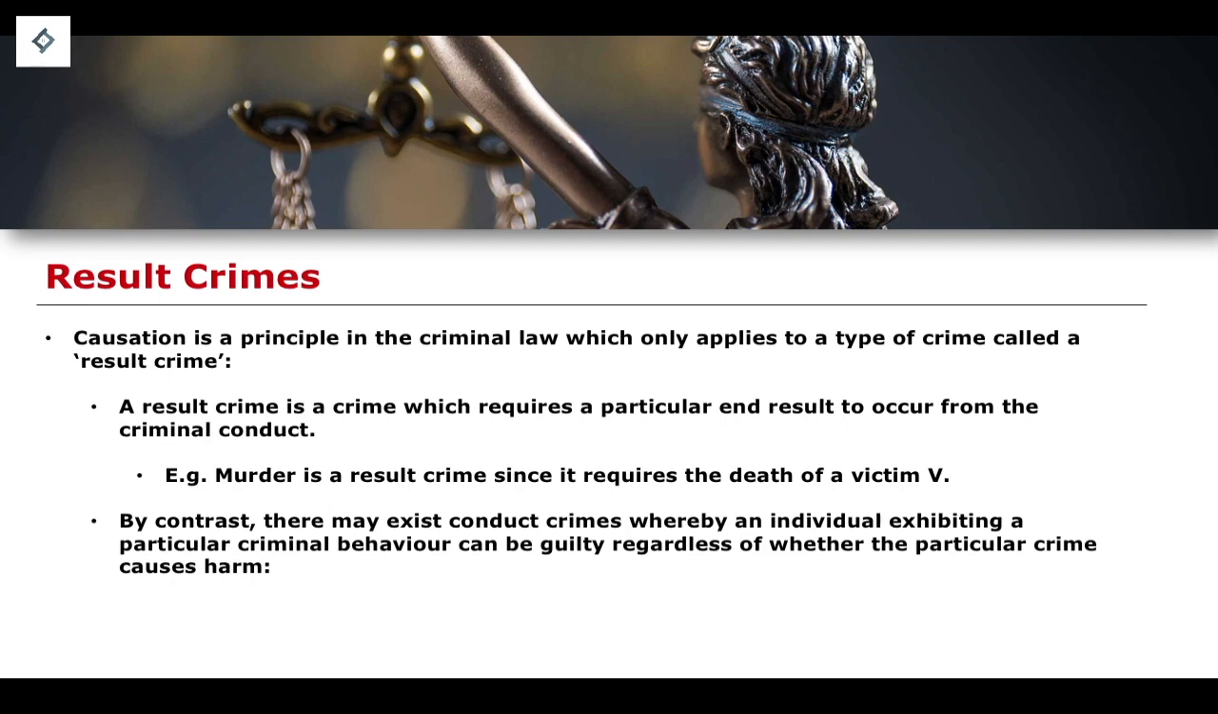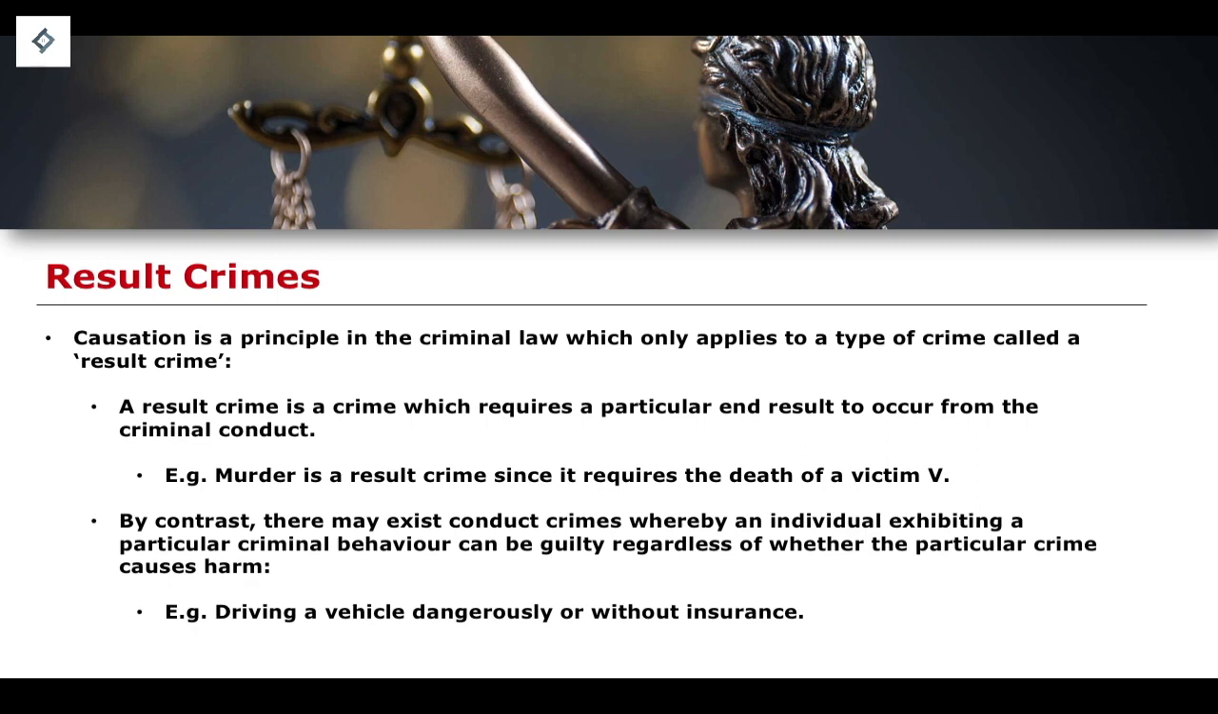And at the end of the day, there may exist other kinds of crimes. So, for example, conduct crimes. A conduct crime is one whereby an individual exhibiting a particular criminal behavior may be guilty of an offence regardless of whether or not that particular crime results in some kind of end state. So driving a vehicle without insurance, or driving a vehicle dangerously. These are both conduct crimes. These are crimes where you don't need there to have been a result that causes criminal liability. Driving a vehicle dangerously doesn't necessarily have to result in an accident or someone getting run over or some kind of damage. It could just be driving dangerously, at which point you have already satisfied the liability within criminal law.